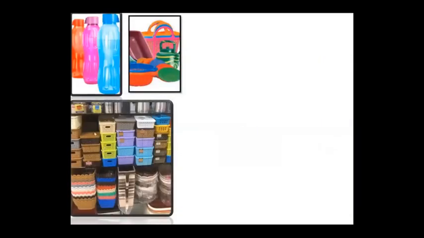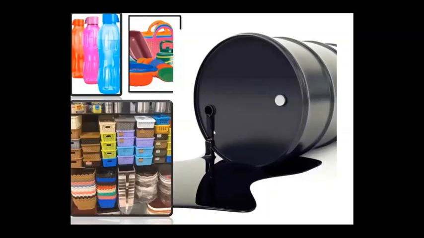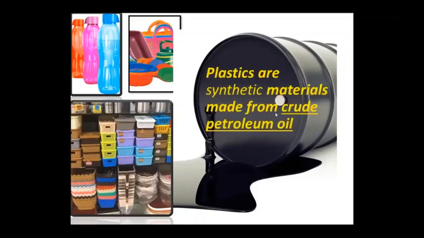Look at the picture, children. You find many things which are made of plastic. Now you might be wondering from where this plastic comes from. Yes, this is a black color liquid or black color oil. This is called crude petroleum oil. So you might be wondering why the teacher has introduced crude petroleum oil. Actually, our plastics are made from this crude petroleum oil. So what are plastics made from? Plastics are made from crude petroleum oil.